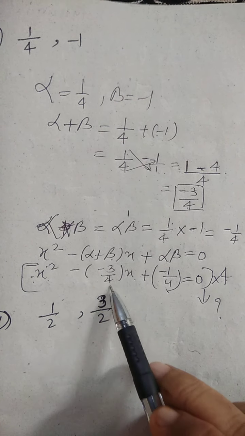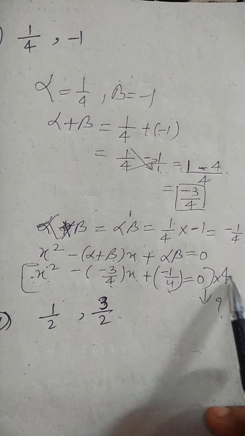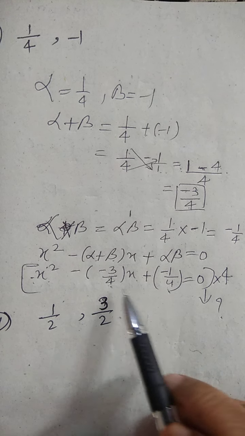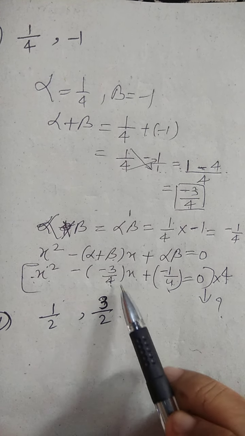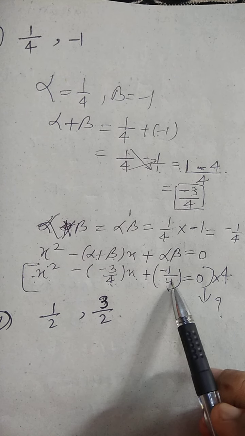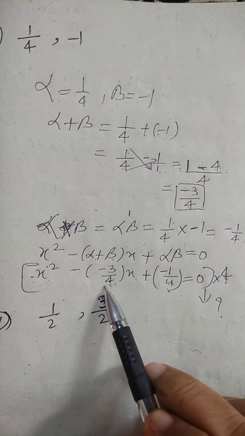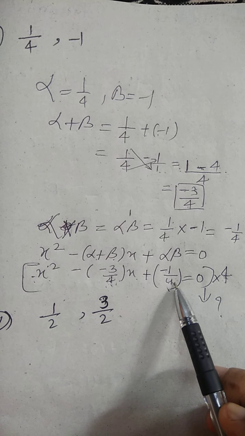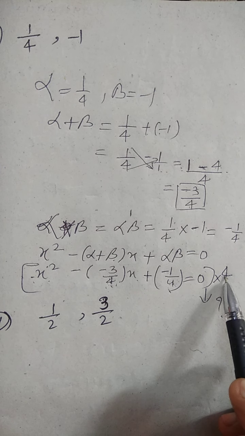Suppose these two denominators are not equal, then by which number will you multiply? Tell me. If these two denominators are not equal, suppose here 3 is there and here 4 is there, or here 5 is there or here 3 is there, then by which number will you multiply? You will multiply by the LCM of these two. Find the LCM, then whatever number you get, you multiply by that. Okay, right?